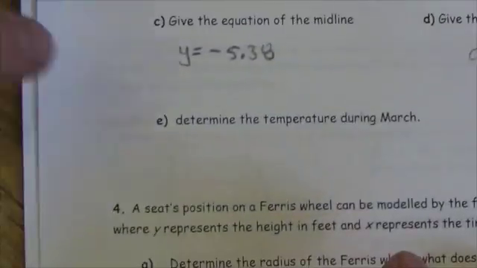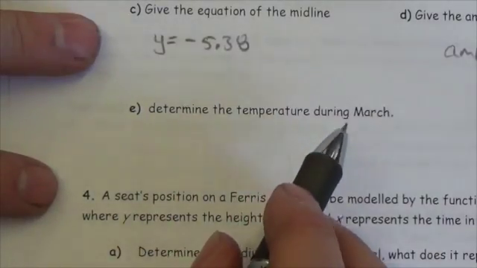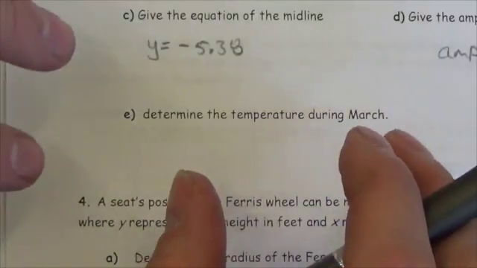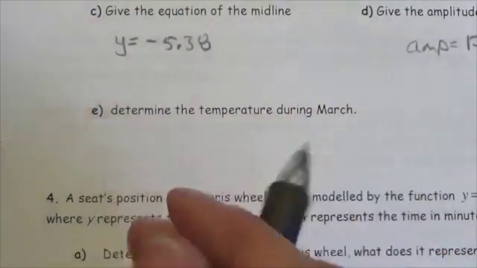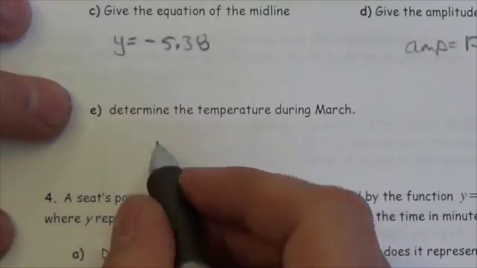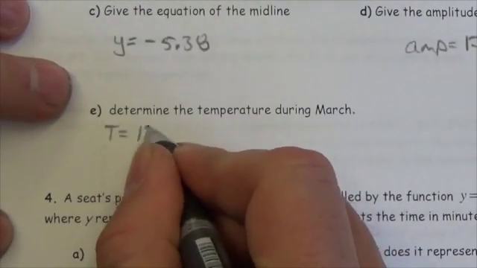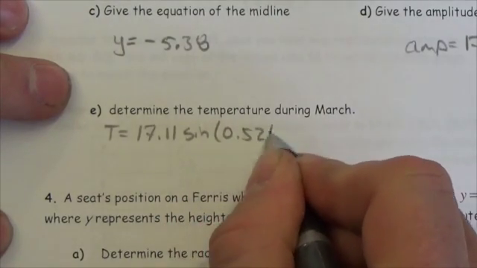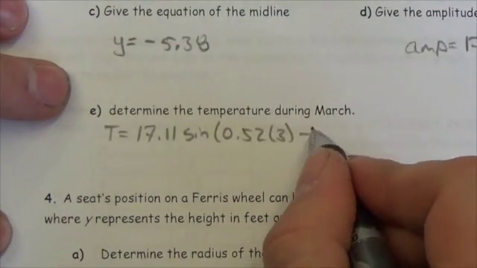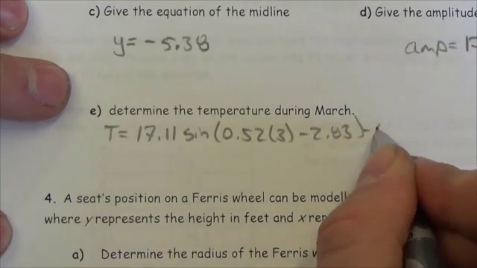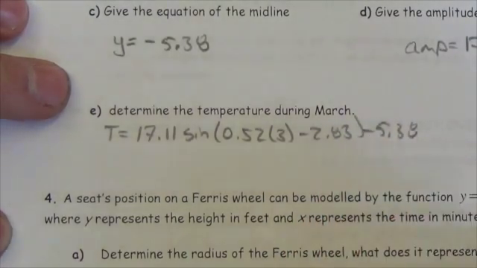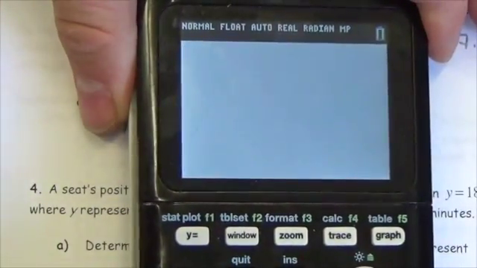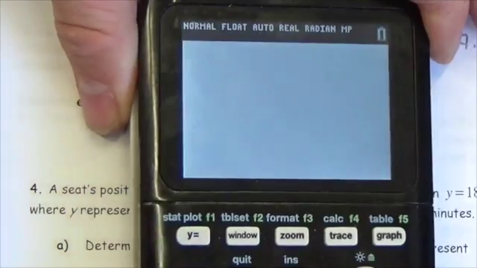Okay. Now, the next question says determine the temperature during March. Well, to do that, this is an evaluating sort of question. I'm going to plug in a value and let the equation spit out a number. In this case, the number I'm going to plug in is going to be 3, because March is the 3rd month. So we're just going to plug that into the calculator and see what we get. Again, I have to make sure I'm in radian mode for these applications.